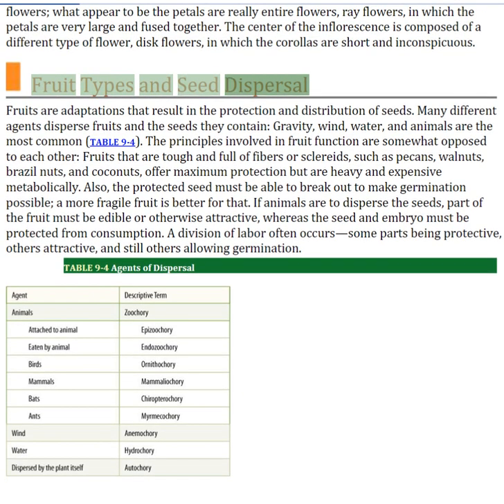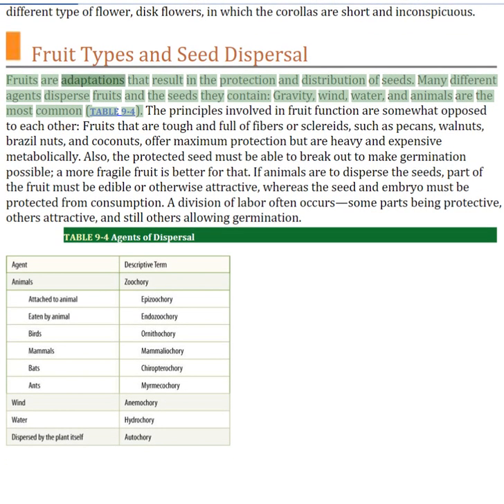Fruit types and seed dispersal. Fruits are adaptations that result in the protection and distribution of seeds. Many different agents disperse fruits and the seeds they contain.